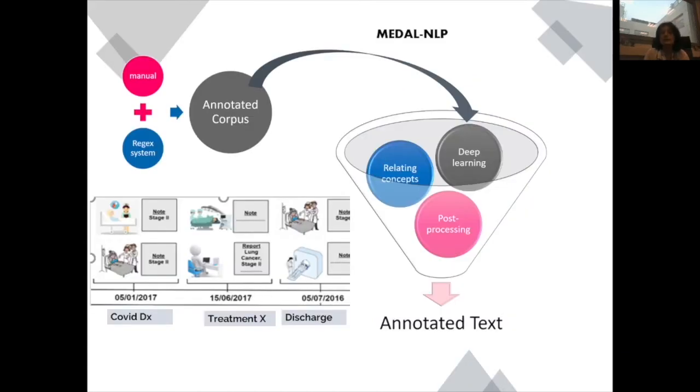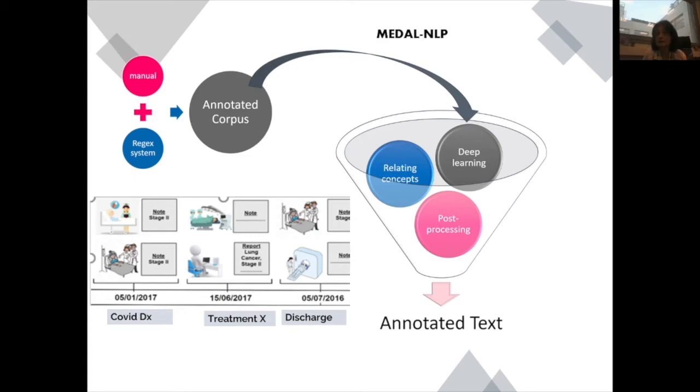Okay, so in our lab, in Medal Lab, at Centro de Tecnología Biomédica, Universidad Politécnica de Madrid, the approach that we are following is a system that was based on regular expressions. In principle, we are working on the oncological domain. By doing manual annotation of certain clinical records together with an approach based on regular expressions, we are able to annotate a corpus. This annotated corpus is the input for the deep learning approaches.